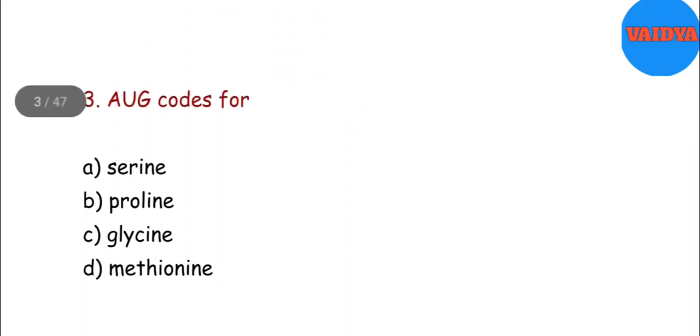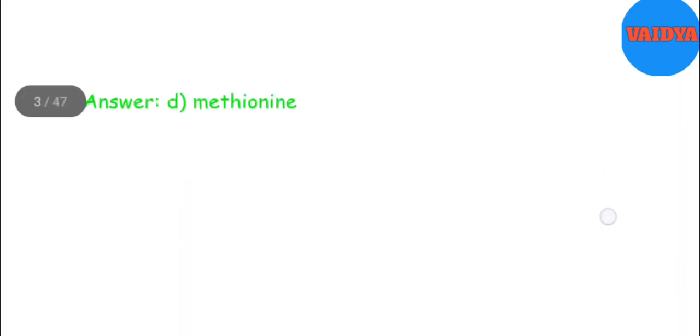3. AUG codes for A. Serine. B. Proline. C. Glycine. D. Methionine. Answer. D. Methionine.